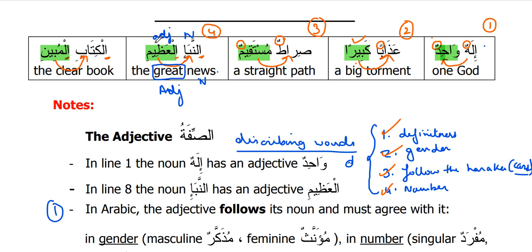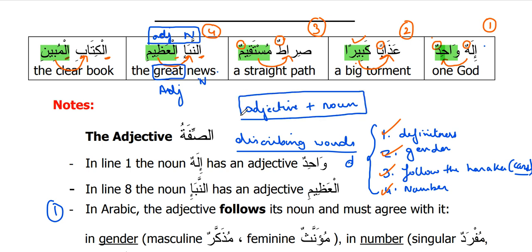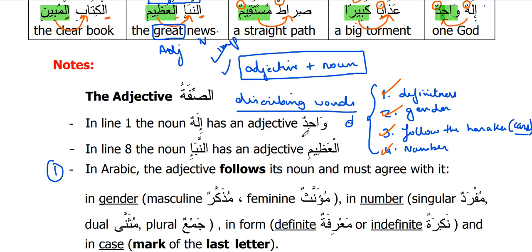So this is actually the trend or the rule that follows in Arabic. First, noun, and then comes the adjective. So this is the normal rule that you follow when you form a sentence in Arabic. Noun and then you put the adjective. So this is very important. This is all about sifa.